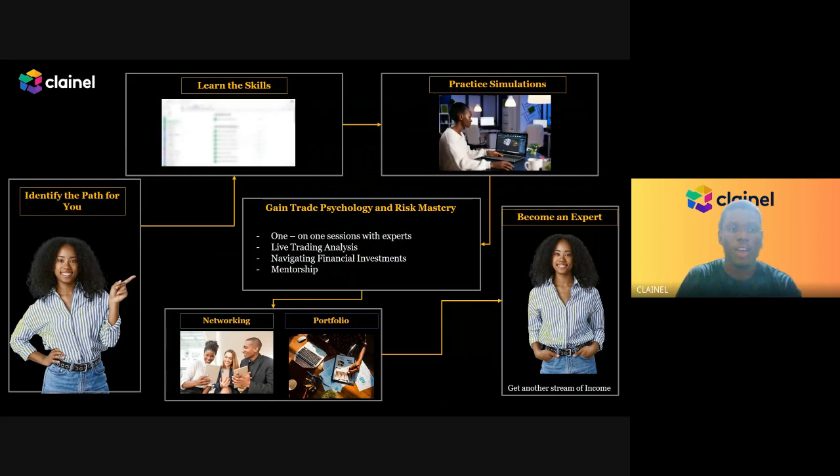All right. So the 6-step strategy you need to succeed in trading digital assets. Number one, you have to identify your path. Identifying your path means you have to know if you want to be a forex trader or a forex analyst or a spot analyst. I don't want to use forex trader or spot trader, because being a forex or a spot analyst is not just a one-day thing.